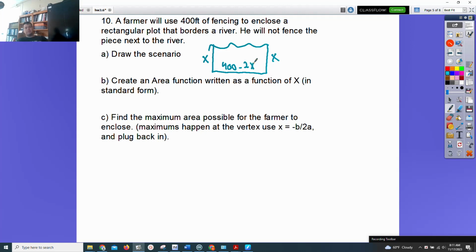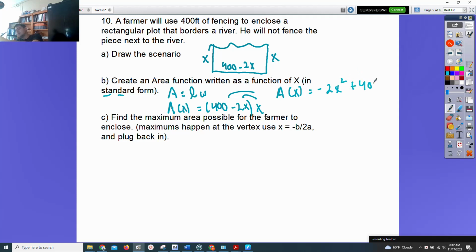Create an area function written as a function of x in standard form. So you know that the area of a rectangle, at least you had better know, is length times width. Shame on you. Shame, shame, shame if you didn't. So our area, as a function of x, our length is 400 minus 2x, and our width is x. And I want it in standard form, so I am going to distribute my x. My area as a function of x is negative 2x squared, because x times negative 2x is negative 2x squared, plus 400x. There is my area function.